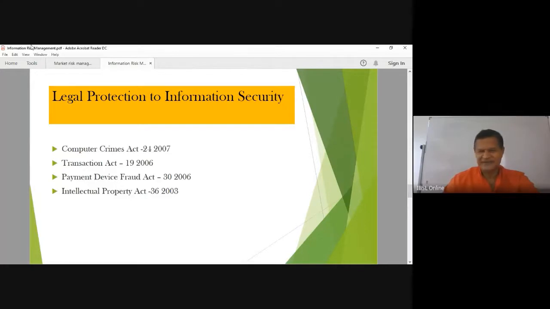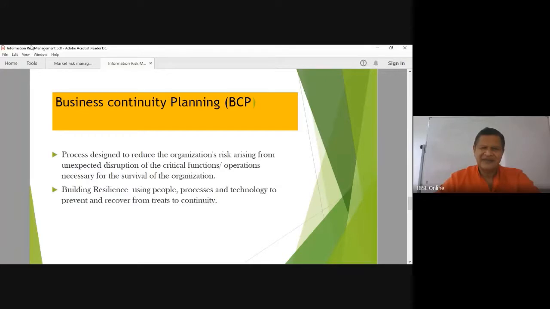These are which have been passed at parliament as acts. That's where we stopped the other day, and we said we come into another important area called business continuity plan.